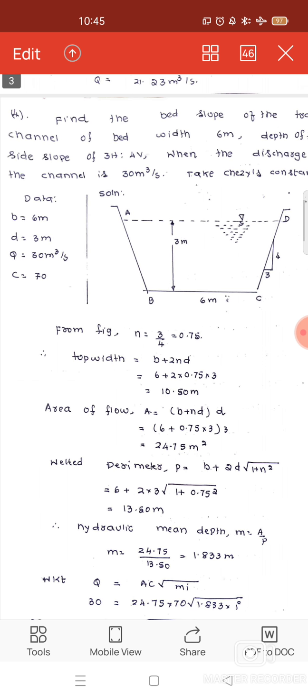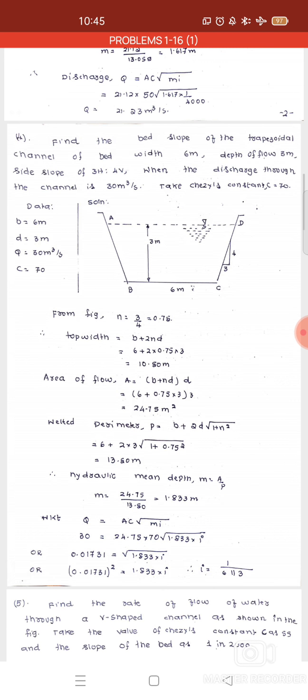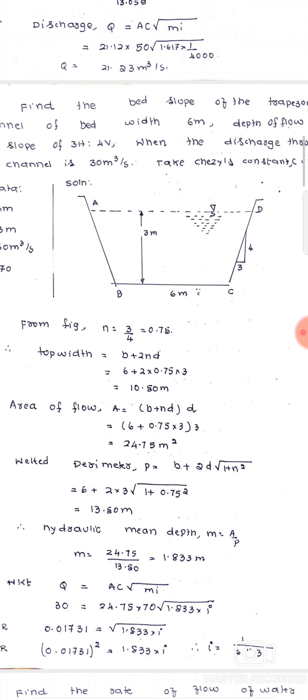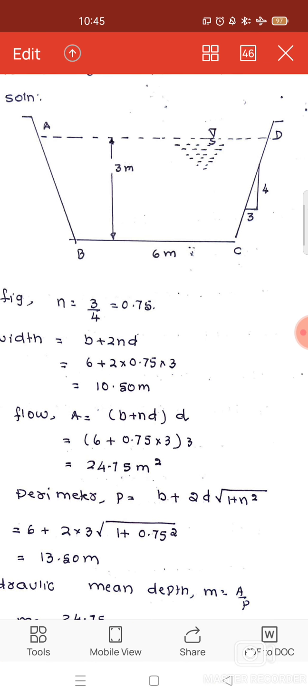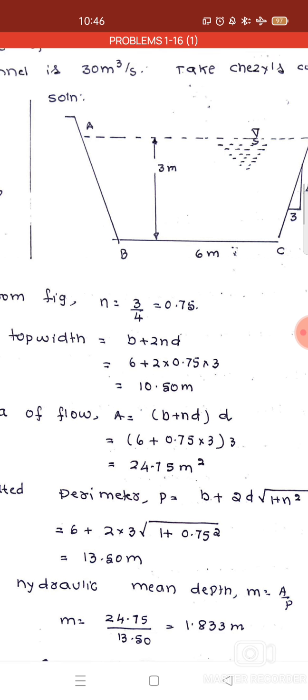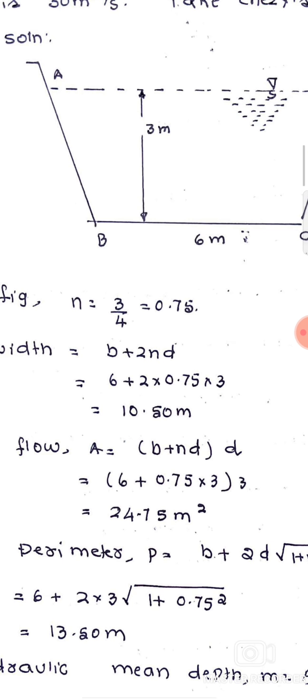So it is the same as the previous one. In the previous one we found the discharge, but the bed slope was given. But in this numerical they ask you to find the bed slope, while the discharge, the width, the depth as well as the side slope are given. So we have to draw the sketch, that is ABCD. The side slope is 4 vertical, 3 horizontal. Then we write N = 3/4, that is horizontal by vertical. So N is 0.75.